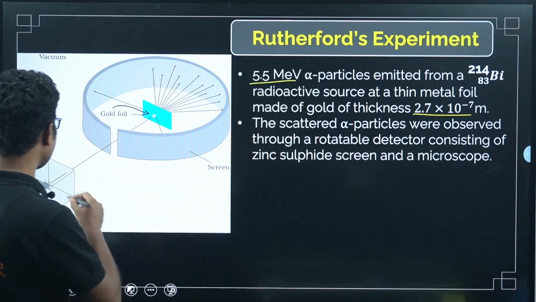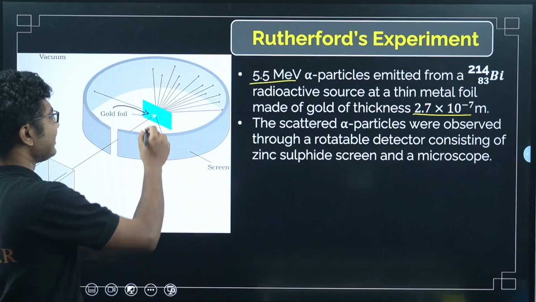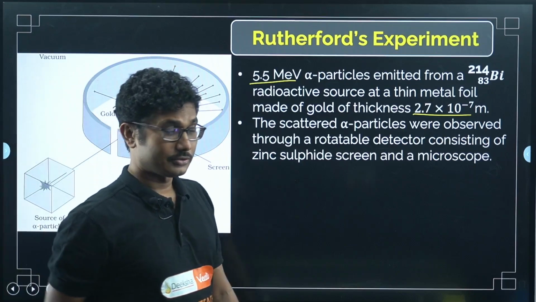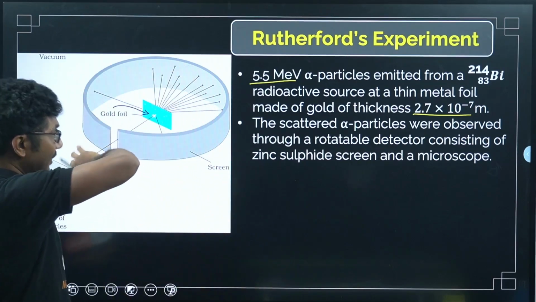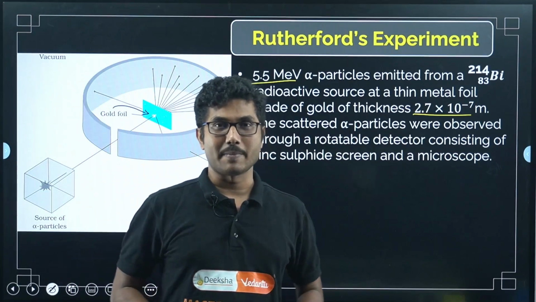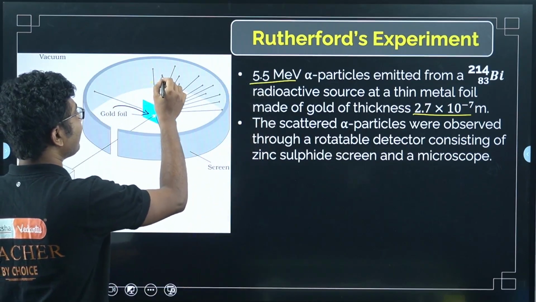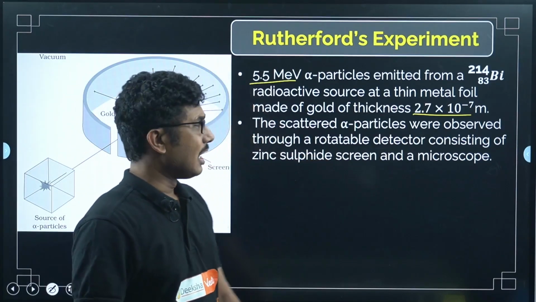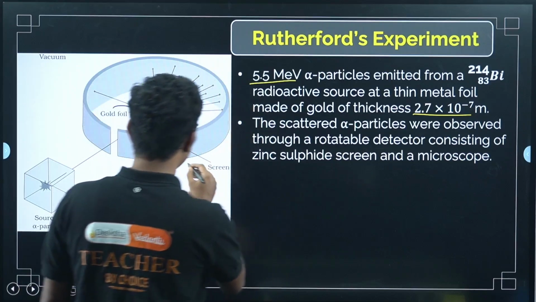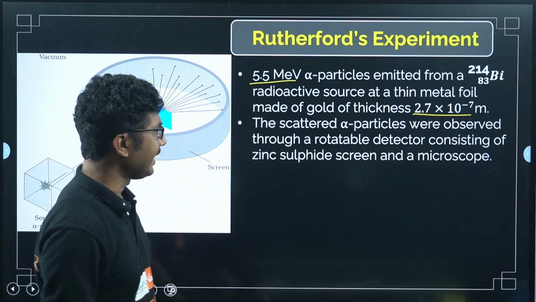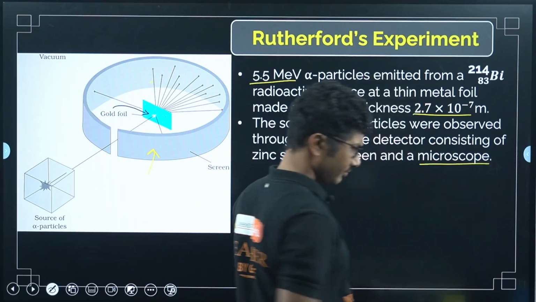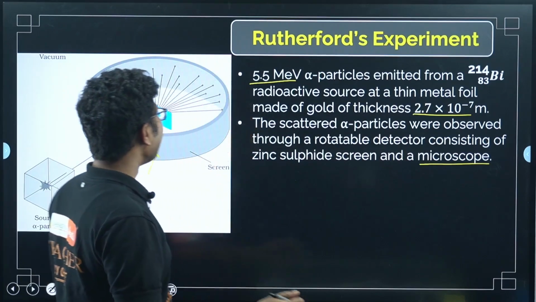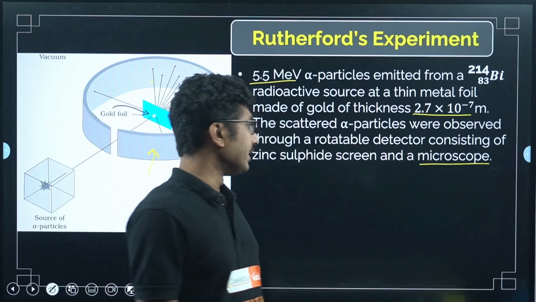So once these alpha particles hit this gold foil, the alpha particles which are coming out of the gold foil are called scattered alpha particles. So these are all the scattered alpha particles, coming out of the gold foil. They hit a screen containing zinc sulfide. A microscope as well as a zinc sulfide screen was used, so that you can determine where all the alpha particles are going.